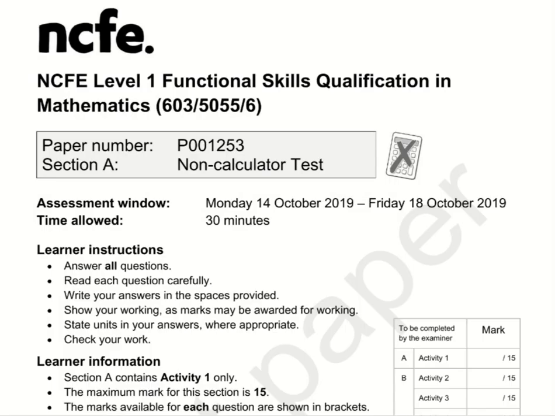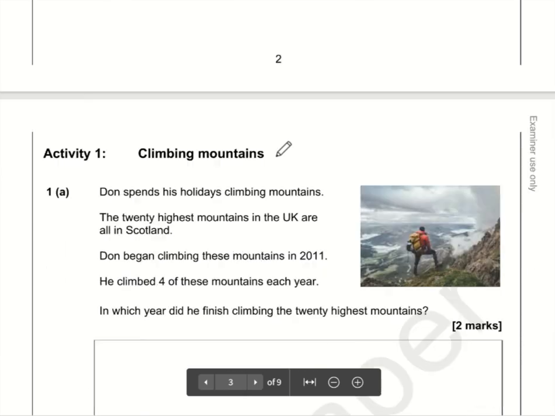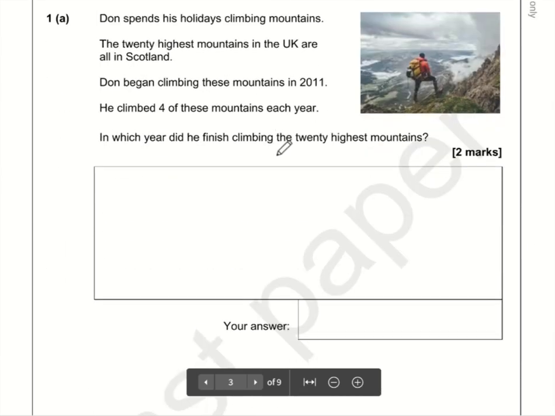Here are the video solutions for NCFE, Functional Skills Maths Level 1. This is Section A, which is the non-calculator section, and this is from October 2019. So let's make a start on question number 1.